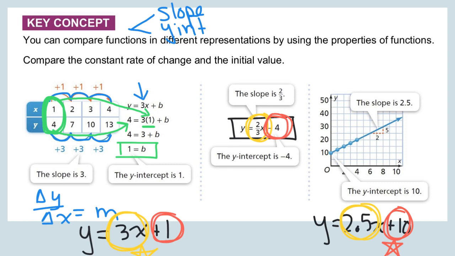All right, it is time for you to try the Do You Know number 4 and 5 on page 180. I want you to work through those. There is an answer key available for you to self-check.